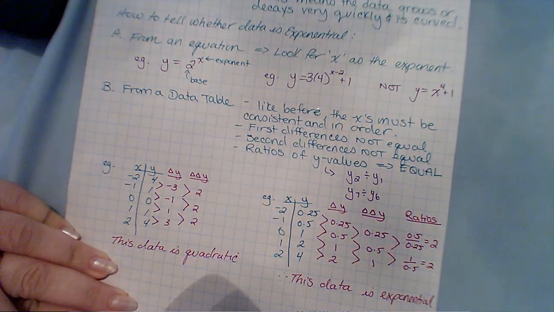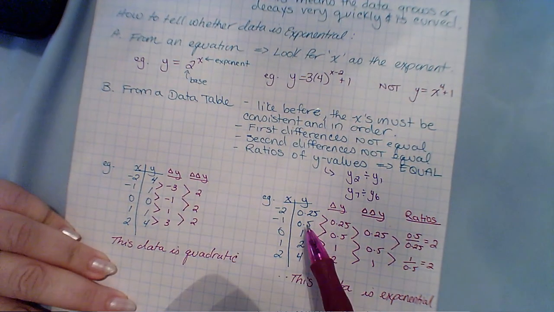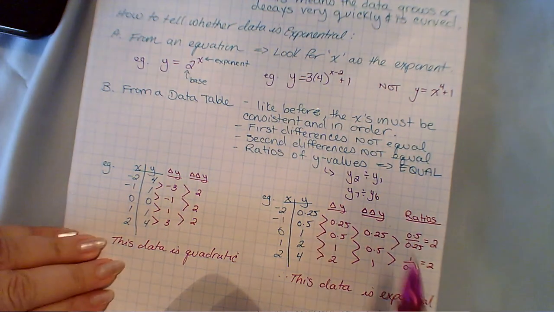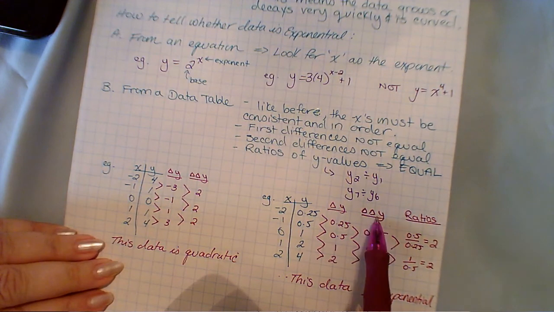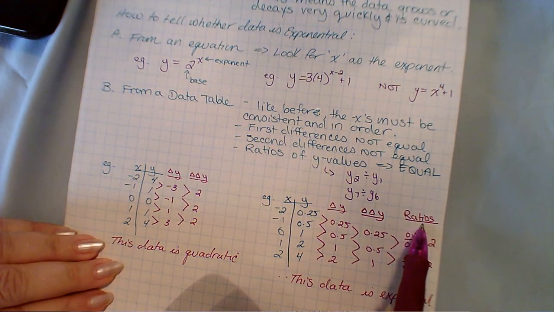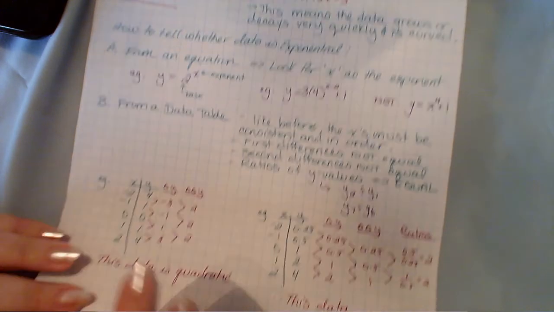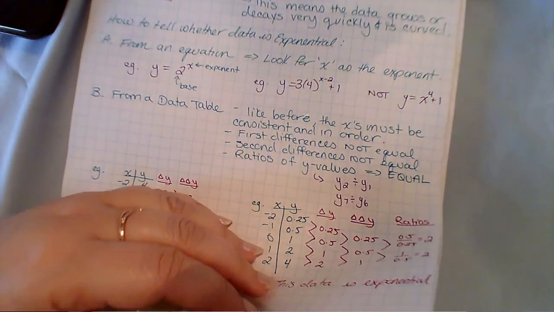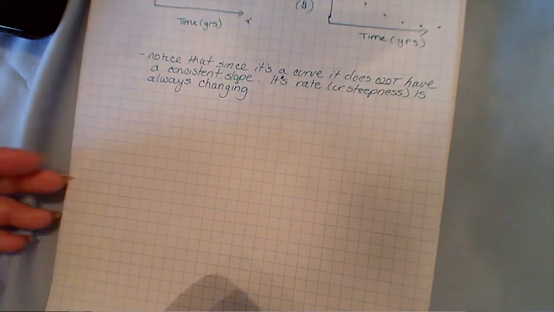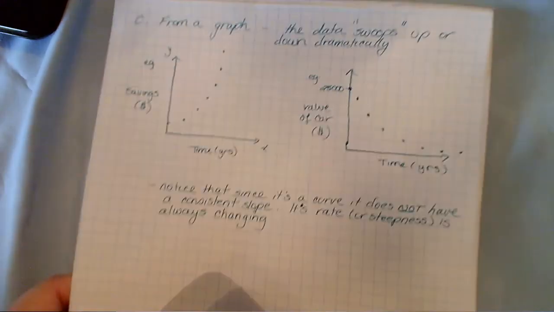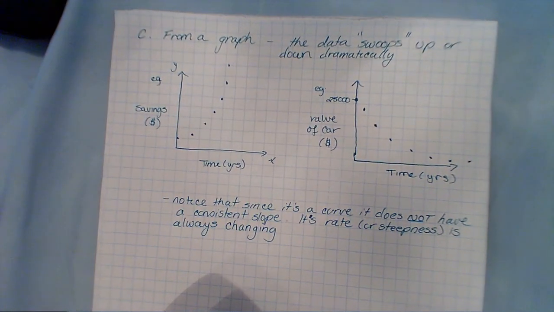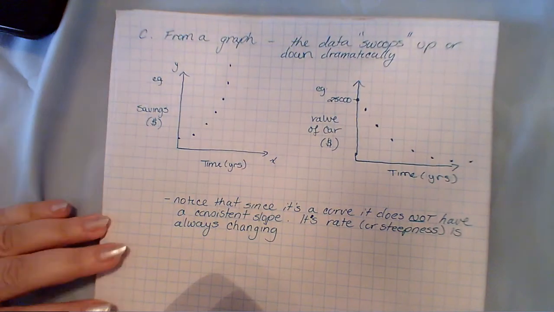So it doesn't matter which ones you choose to divide, but again, it's always the number below divided by the number above. So first and second differences are subtractions, ratios are division. All right, so that's how to tell whether data is exponential from a table. So next, how do you tell, and again, feel free to pause, from a graph, whether data is exponential or not?